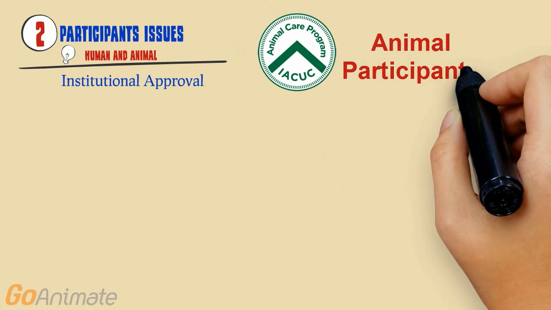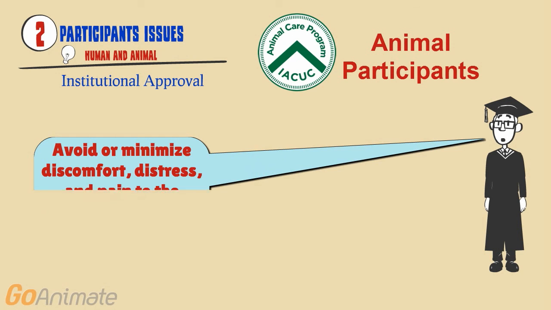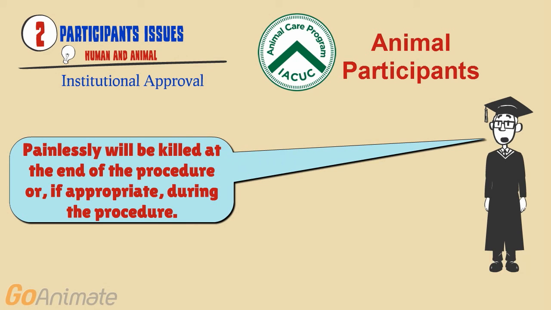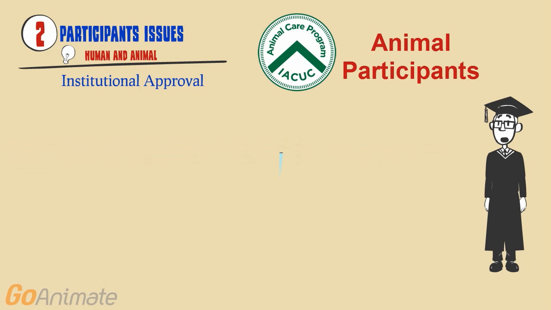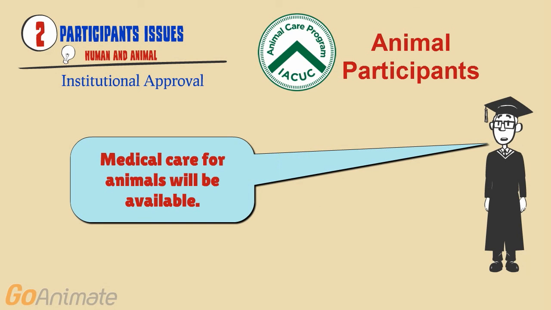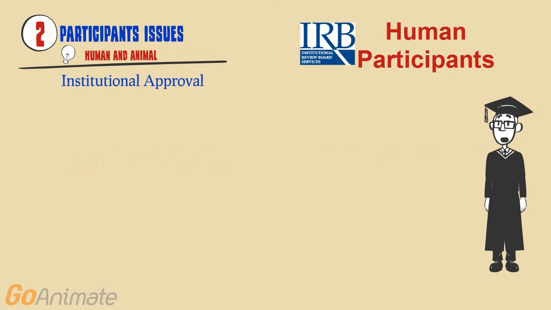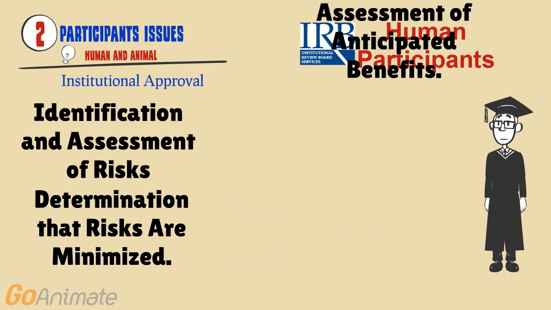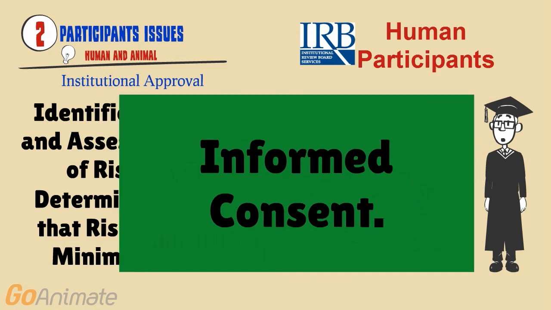In case of animals, the committee will consider different conditions, such as avoiding or minimizing discomfort and ensuring pain is controlled. Also, the living conditions of the animals are considered, whether they are appropriate for their species or not. Furthermore, medical care for the animals should be available. The primary concern of this committee is the welfare of human participants. The IRB will ensure that participants will provide informed consent.